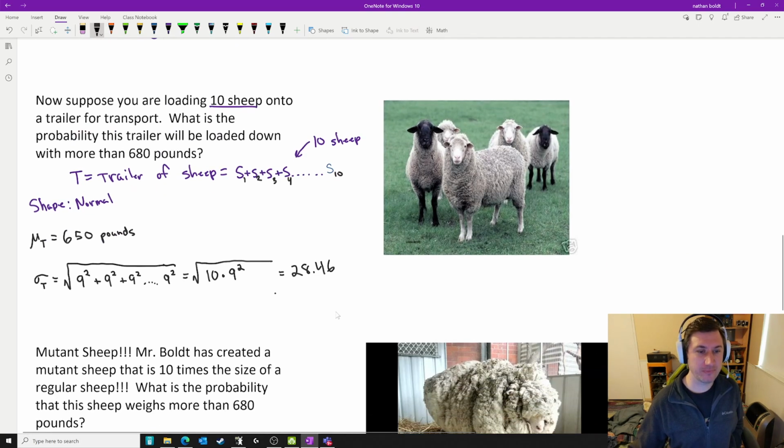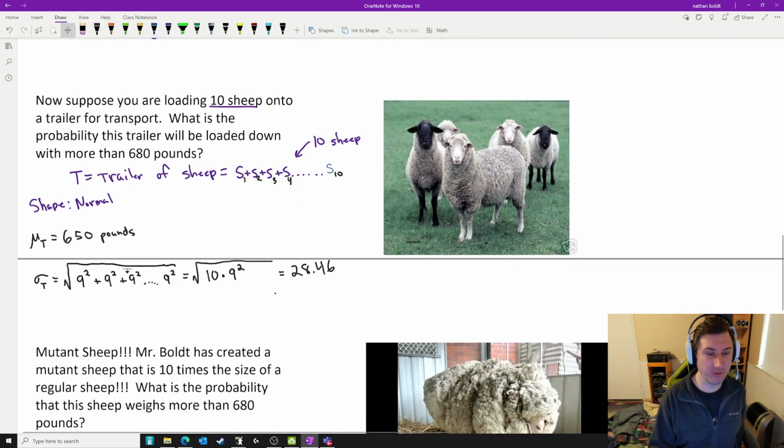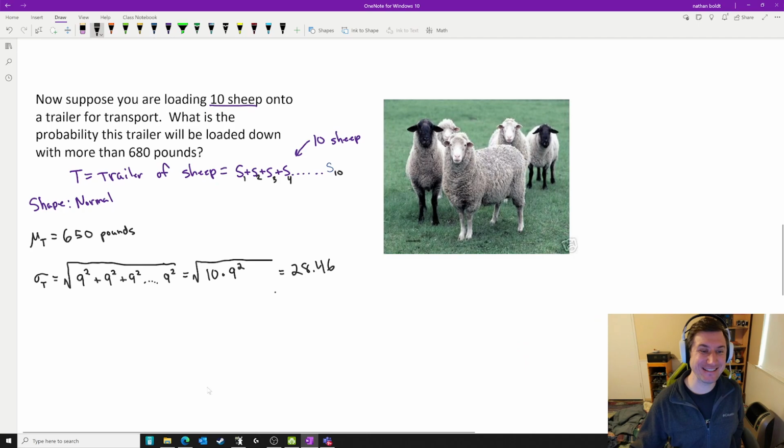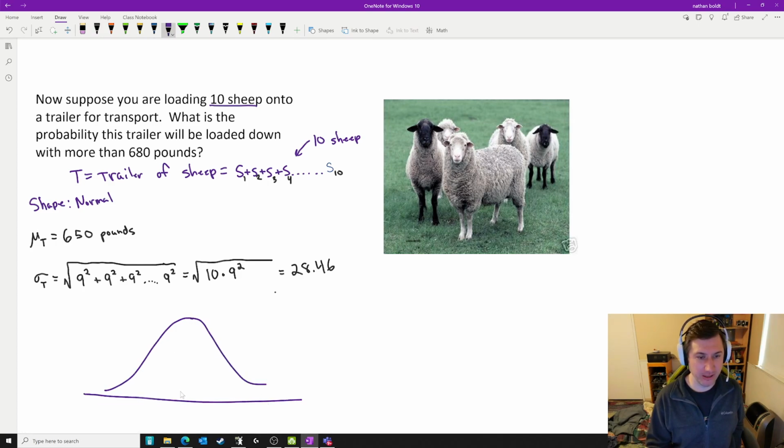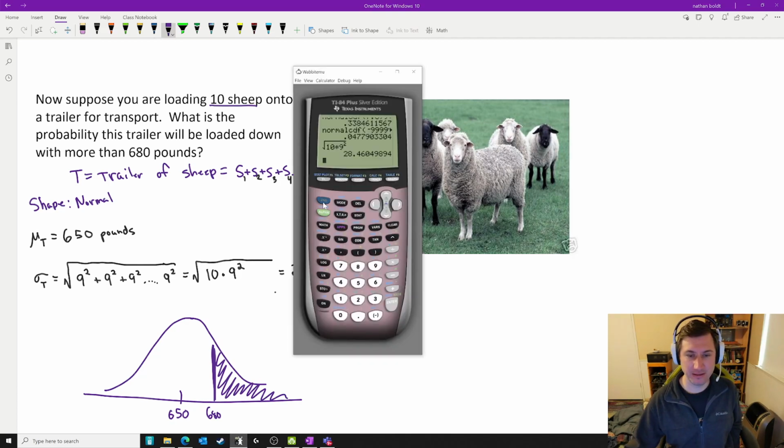Now the question, what are the chances that it's going to weigh more than 680 pounds? All right, I am a teacher. I have to draw a picture. All right, there is my normal model. I know the center is 650. I want to know the chances of it being more than 680. 680 is somewhere over here. I color it in.